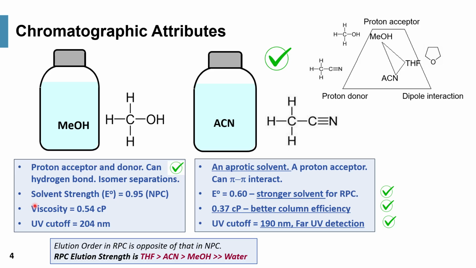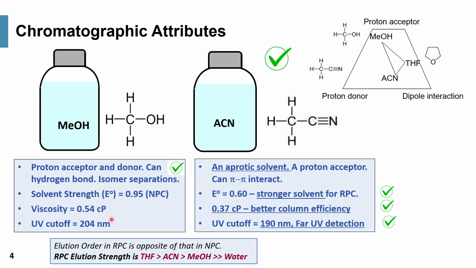We mentioned the solvent strength point of view chromatographically. According to the Hildebrand scale for normal phase chromatography, the methanol has a strength of 0.95, while the Hildebrand scale for acetonitrile is lower. Since reverse phase is the opposite of normal phase, acetonitrile is a much stronger solvent for reverse phase chromatography.